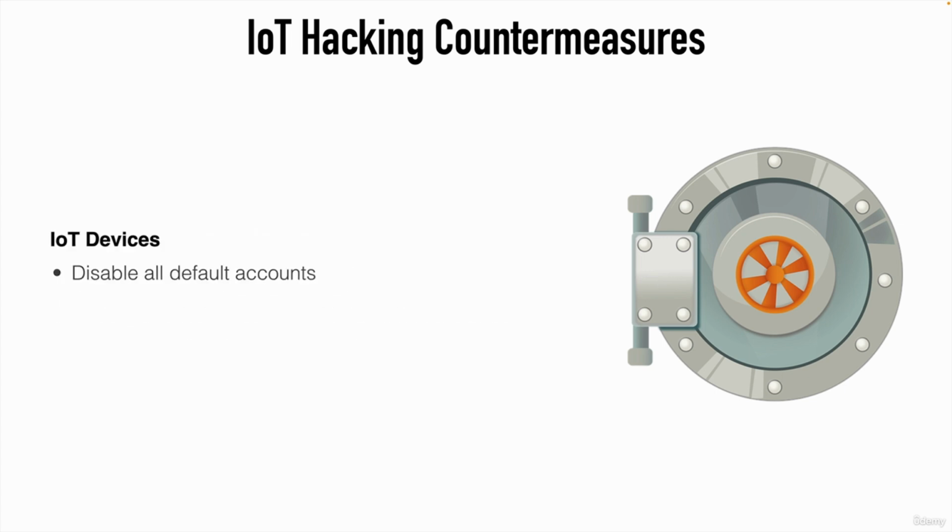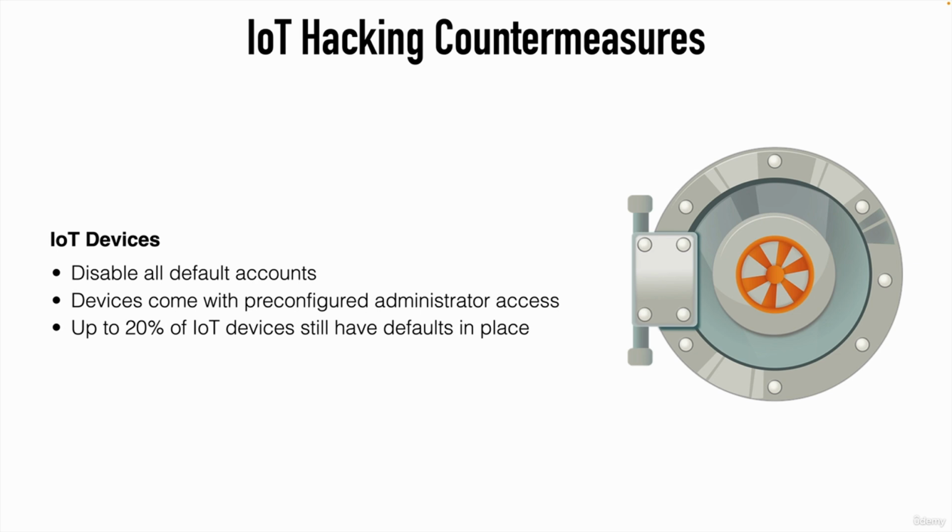As for the device itself, we should disable any default user accounts on a device. As we've mentioned, all of these devices will come with a default account in place with administrator access, especially off-the-shelf solutions and consumer products. That's necessary for us to be able to log in and configure those devices. So it's important to disable these types of accounts once the device is configured and ready for deployment. Recent research shows that up to 20% of IoT devices still have default login credentials in place, and those are common username and password combinations that can be easily found online in product documentation, things like admin or user.